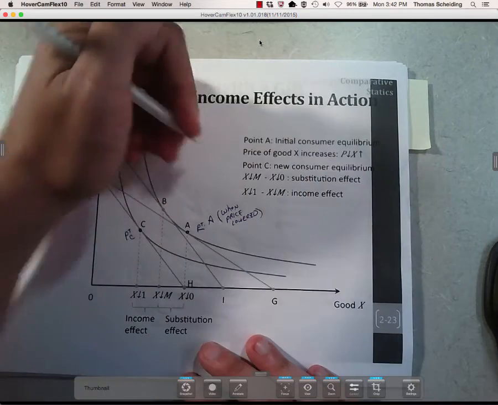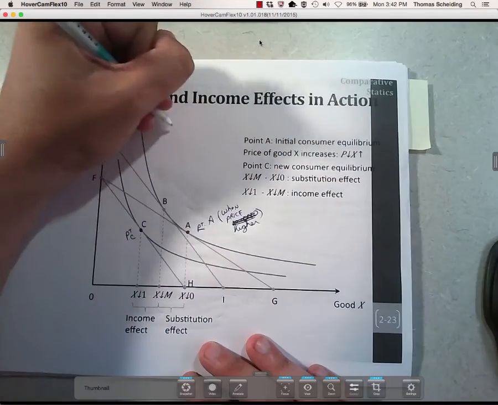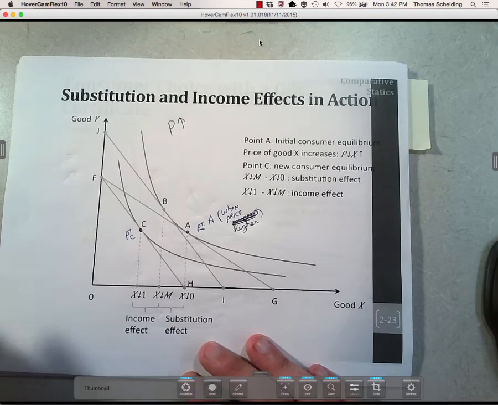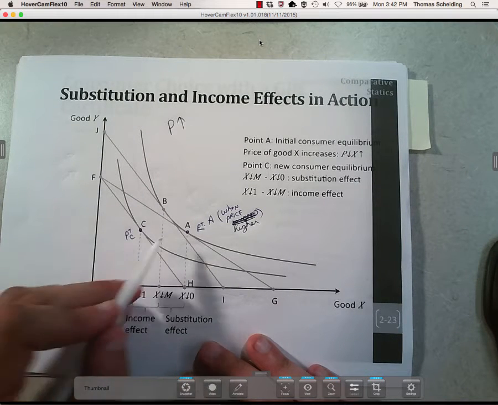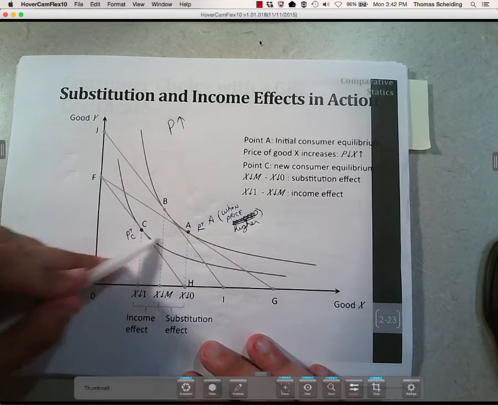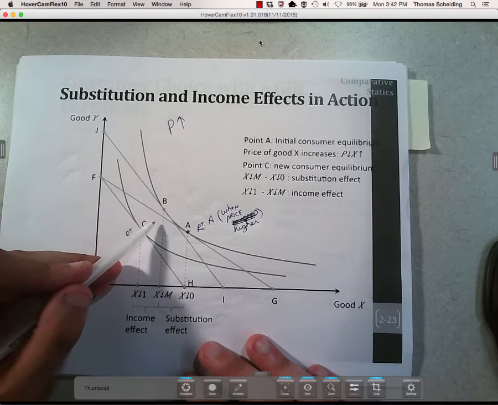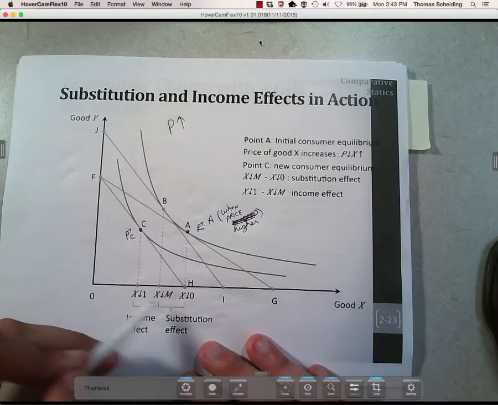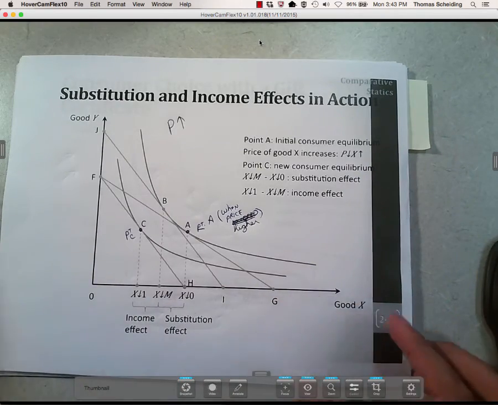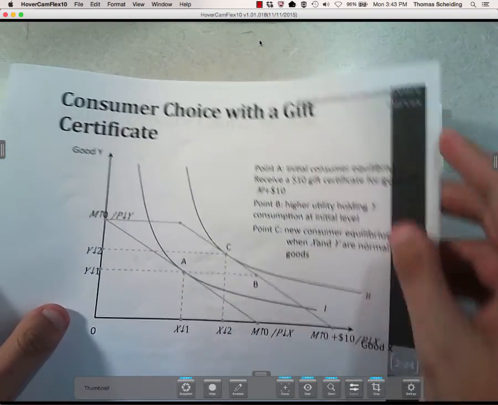Looks like what they're drawing here. This would essentially be the picture of what it looks like when the price goes up. Same concepts are present. It now pivots inwards because the price is going up. But I still draw the parallel line and then capture my income effect and then allow myself to be on the higher indifference curve with the substitution effect. Okay.